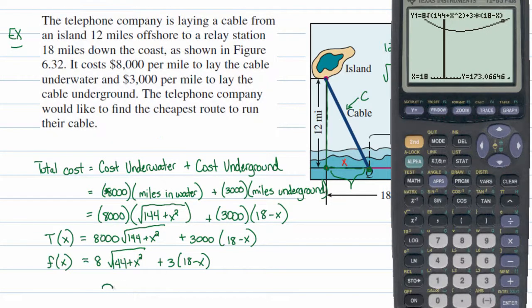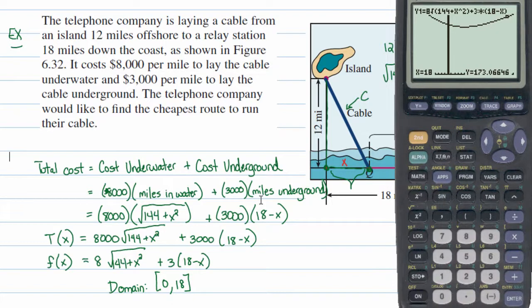So what makes sense for the domain, that was weird. Let me type that again, is starting at 0. You can include 0 if you want, and going all the way up to 18. And again, you can include 18 if you want. The range is, well, the range of values, how much money it's going to cost to lay the cable.